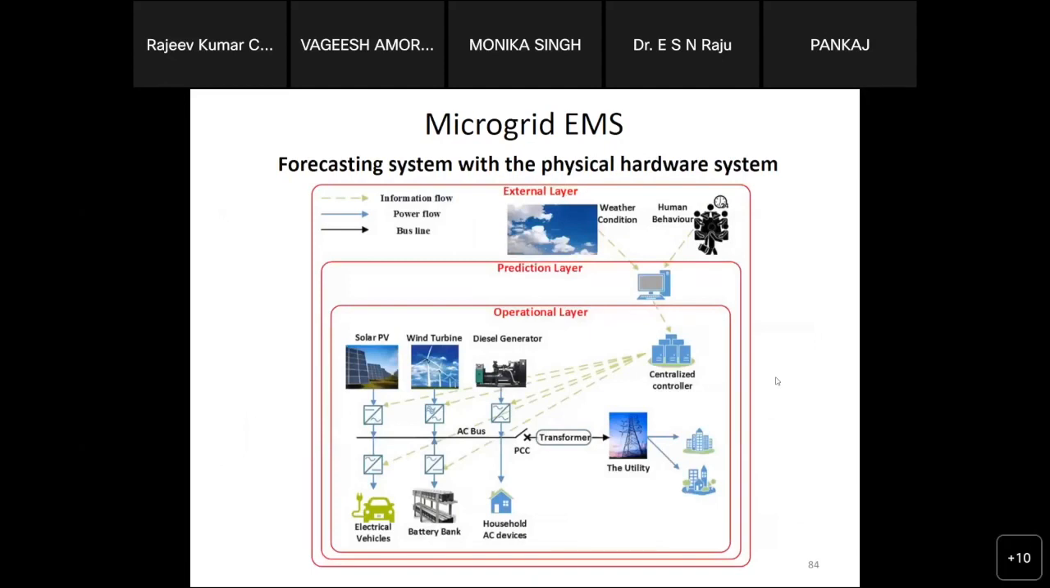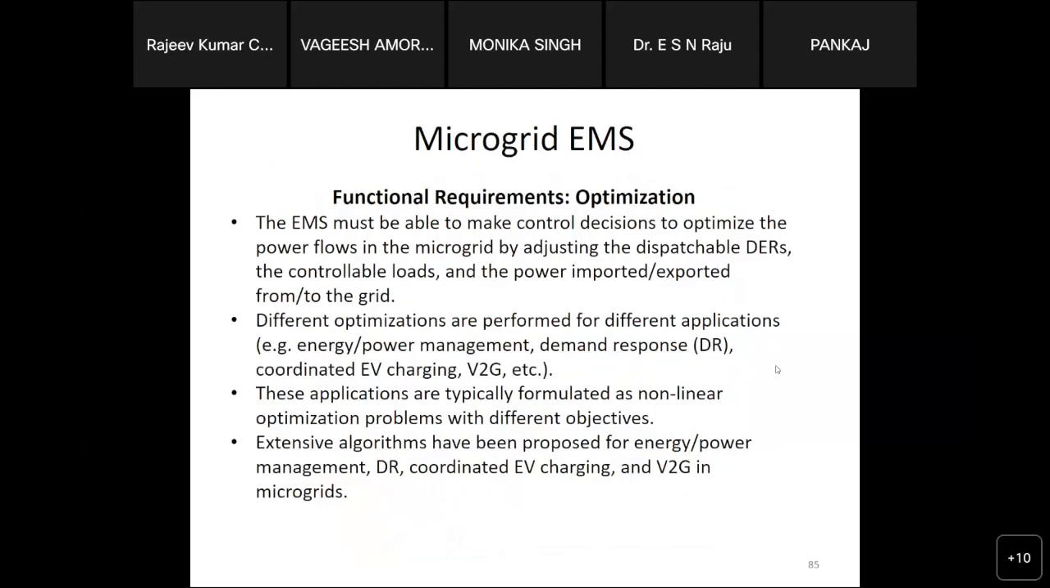Here I am showing the forecasting system with the physical hardware. As I have already mentioned earlier, we have the operation layer, the prediction layer, and the actional layer. In the prediction layer, we go for the forecasting. The forecasting parameters will be given to the centralized controller. The centralized controller will generate all those references for the local control of the different distributed energy resources. After that we have the external layer, where we have the HMI and the weather conditions. That weather forecasting data will be given to the prediction layer. Likewise, we will have the whole energy management forecasting system with the physical hardware.